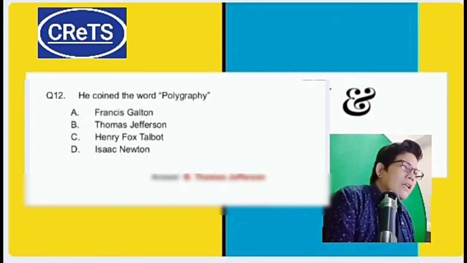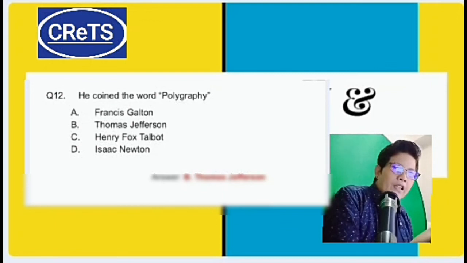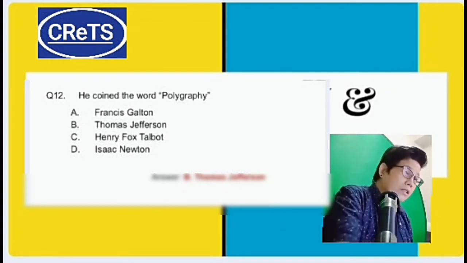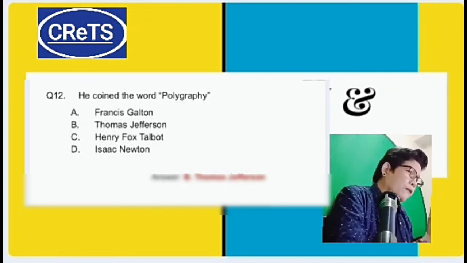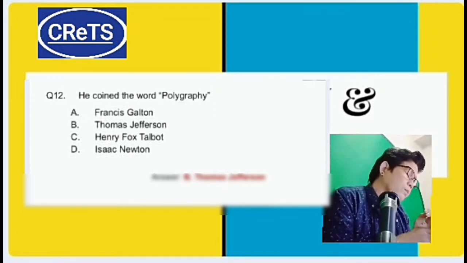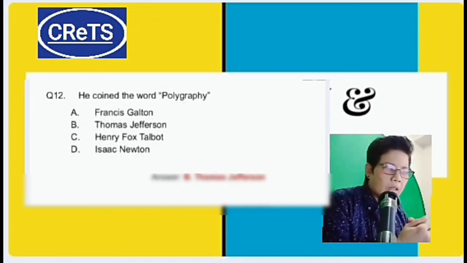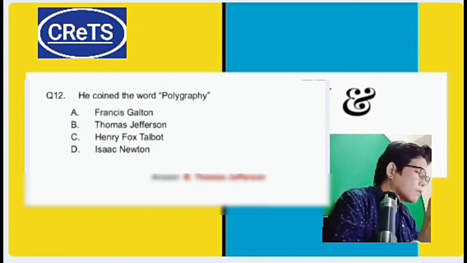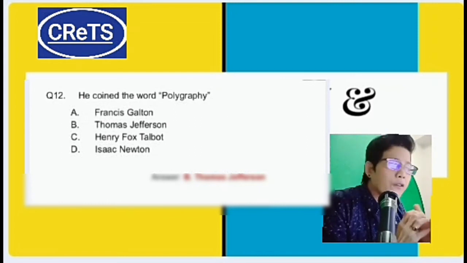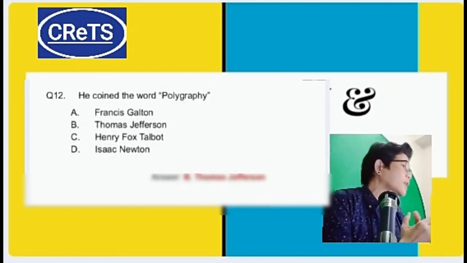Okay? Francis Galton can never be tag as polygraphy, no? Iba yung field of expertise niya. The same thing goes with Talbot, so much for the photography also. Photographs in photography, something like that. But more on photographs, no? Isaac Newton is known for calculus. So therefore, who is the answer? Who coined the word polygraphy, class?